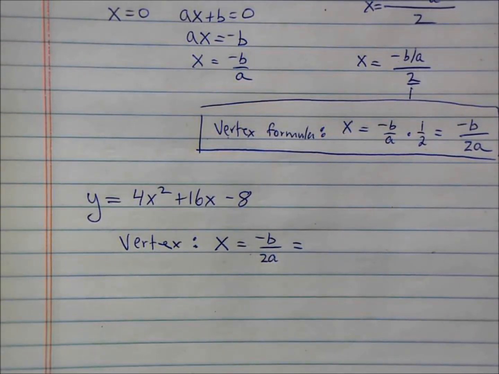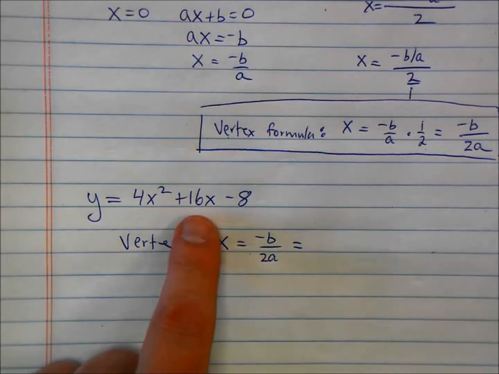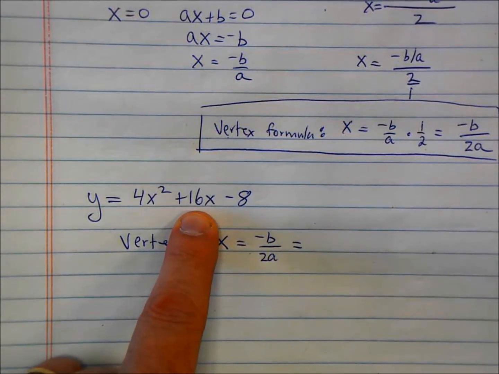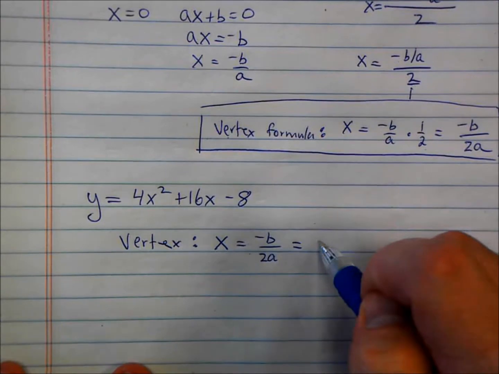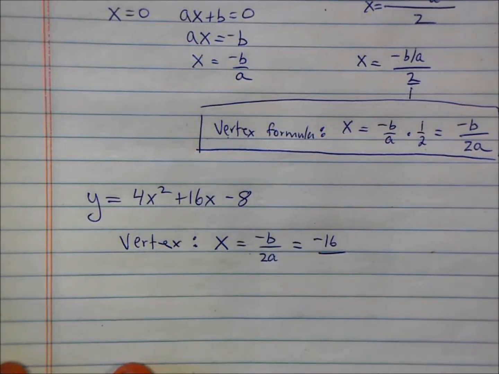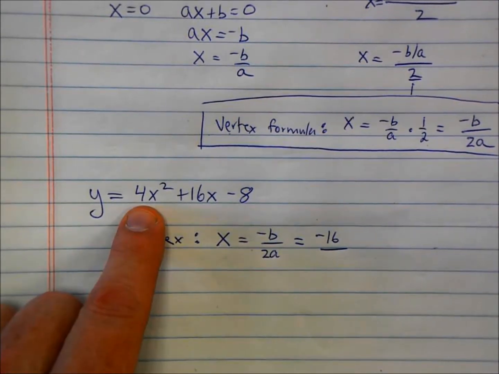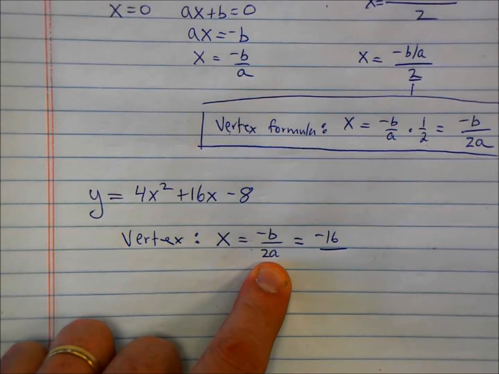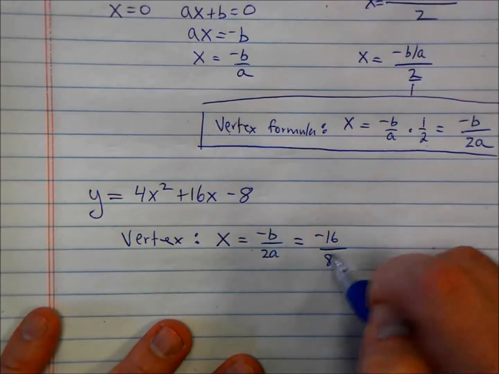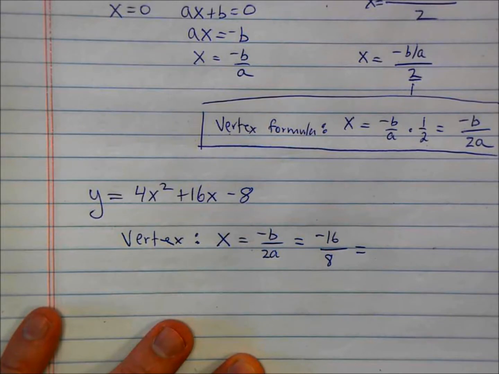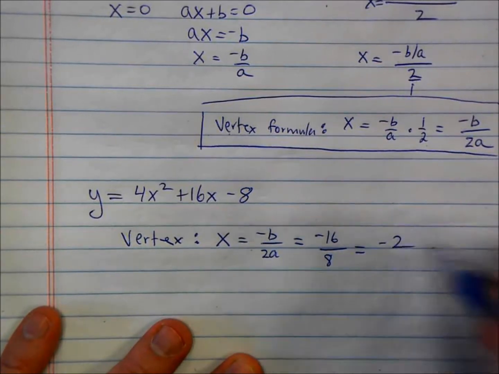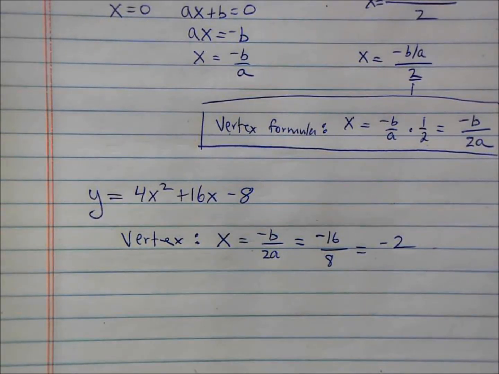In this case, what's the b number? B is 16. So what's negative b? Negative 16 over, what's the a number? 4. So 2 times 4 is 8. This is nice. You picked some very nice numbers because negative 16 over 8 turns out to be a nice number. It is negative 2. So the x value of the vertex is negative 2.